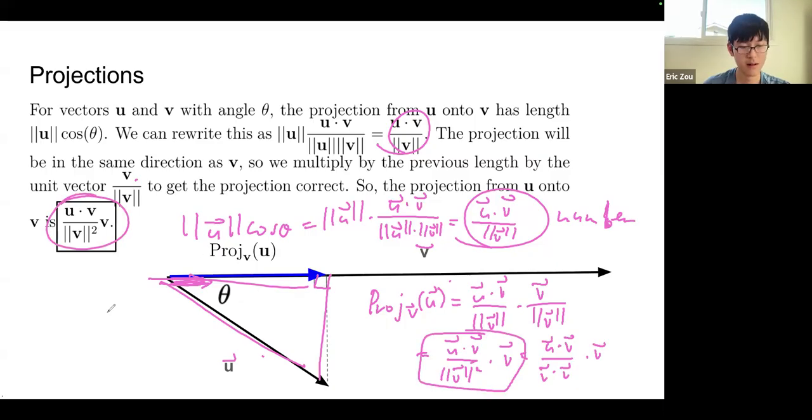So we have the formula over here. Maybe it takes 30 seconds to memorize it. This is a more complicated formula. Notice that here in the end, it's not a dot product, it's a multiplication.